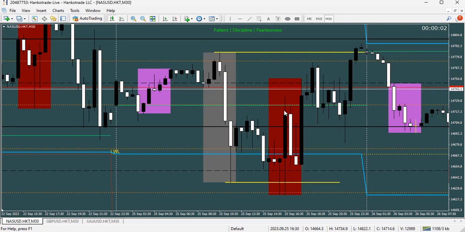Once the 9:30 candle closes, you can see that it gave us an engulfing candle here, and once price pulled back, giving us our pullback, you could have taken an entry anywhere up in here. You could have taken an entry anywhere up in here as well.